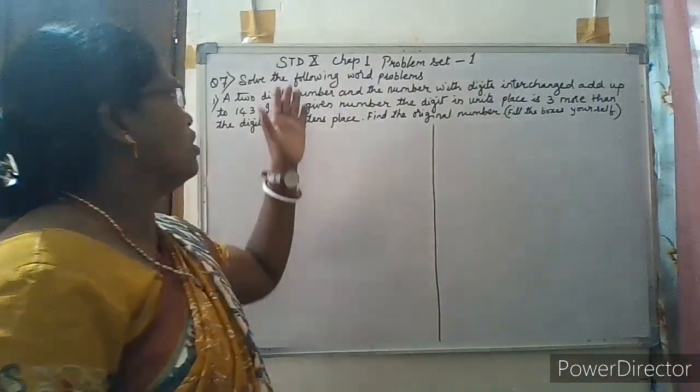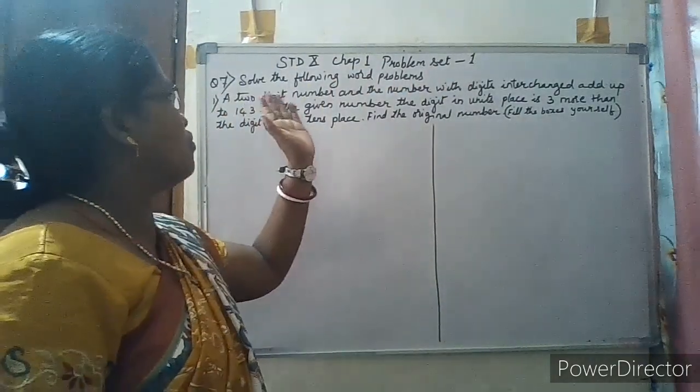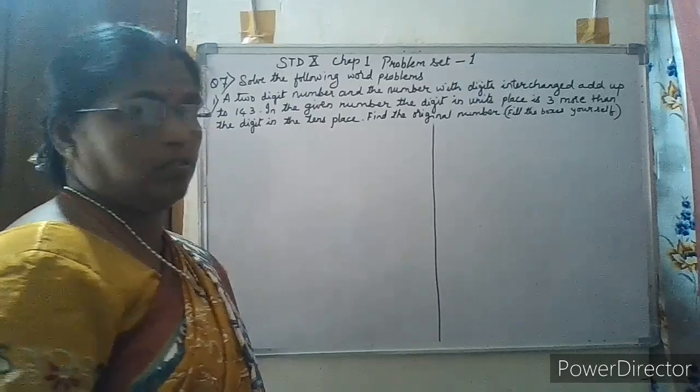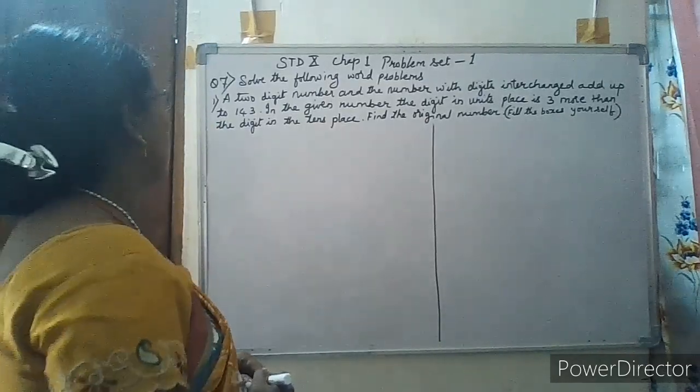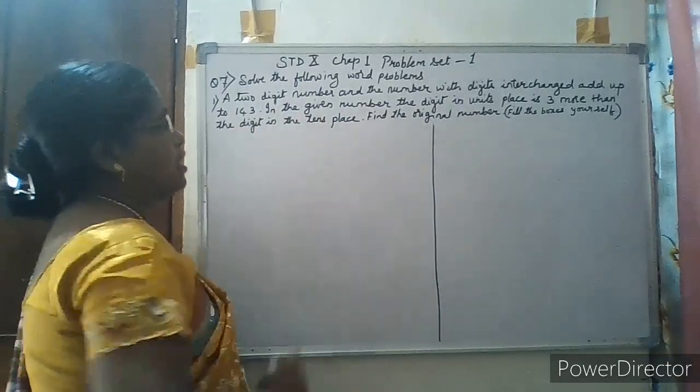Let us start with the chapter 1 problem set question number 7. We'll solve the following word problems. This is the first question given here. Understand the question: a two-digit number.